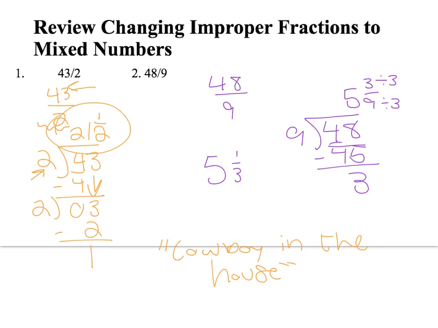Now, it makes sense that if we are dividing to change an improper fraction to a mixed number, then in order to do the opposite operation rather than dividing, we should do the opposite of that, which is multiplying to change 5 and 1/3 to 48 ninths, and that's precisely what we're going to do.